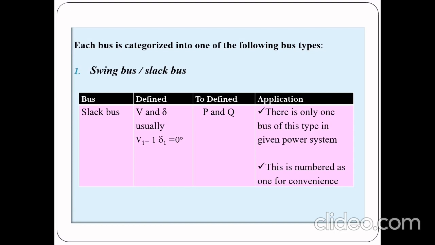There is only 1 bus of this type in any given power system, and this is numbered as first bus for convenience. So you might be having n buses in a system, but always the first bus we take as a reference bus. First bus is slack bus, in which voltage is 1 per unit and its angle is 0. So 1 angle 0 are the specifications of slack bus. That's why it is also called reference bus. So there will be always only one such slack bus in any system.